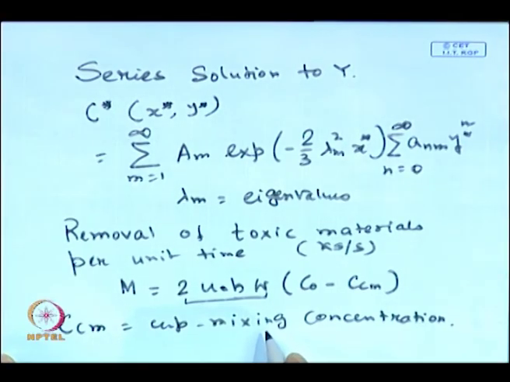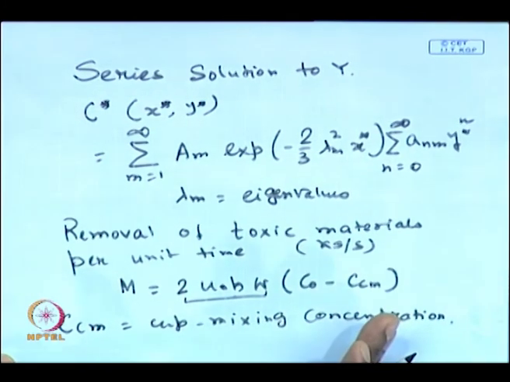So, cup mixing concentration will be a function of x, but it will not be a function of y, because you are averaging out the y dimension. Okay. So, cup mixing concentration at any location x star means it is the cross sectional average concentration at that particular location x star. Okay.